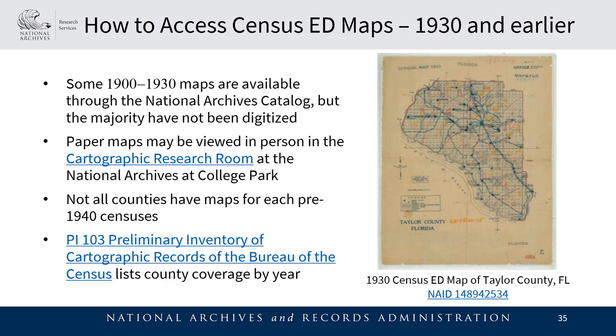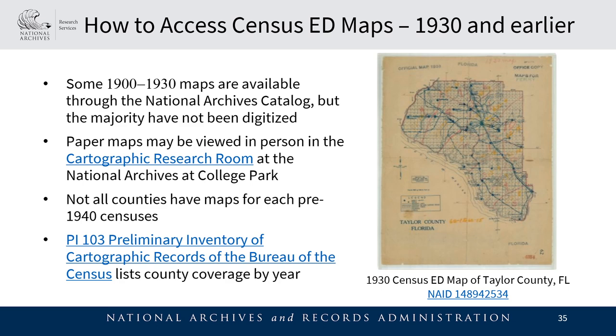Before 1950, not all census areas or counties had a map available. The preliminary inventory PI 103, Cartographic Records of the Bureau of the Census, lists coverage for each county by year. And just as a note, very few maps exist prior to 1900. There are just a couple of maps that exist for the 1880 census, and I do not believe we have any for the 1890 census.